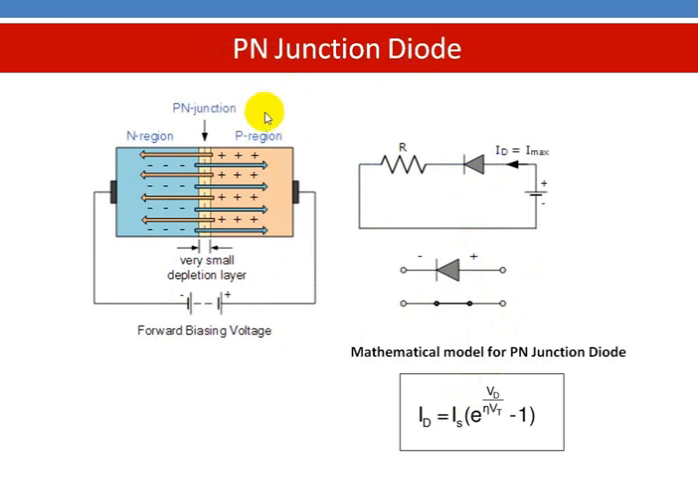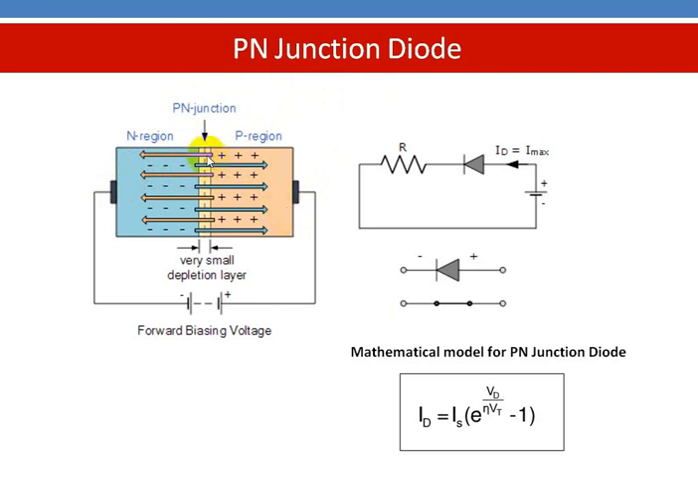Again, the junction diode. When a P region and an N region are sandwiched, we get a diode. Usually the terminal taken from the P region is called the anode, and the terminal from the N region is the cathode.